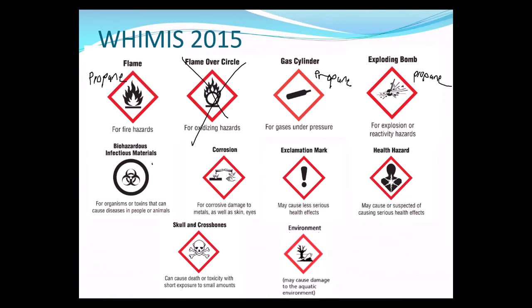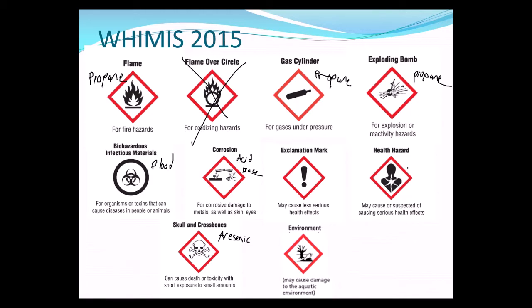Biohazardous and infectious material would be things like blood. So needles, syringes, those would have biohazardous and infectious material. Corrosion would be any acid or base. Exclamation mark just means that, like, watch out for it. This can cause less serious health effects. It won't kill you. The skull and crossbone can kill you, like arsenic, poisons that will kill you immediately. This exclamation mark means that it'll hurt you, but it'll cause less serious health effects. Like an acid could cause less serious health effects.